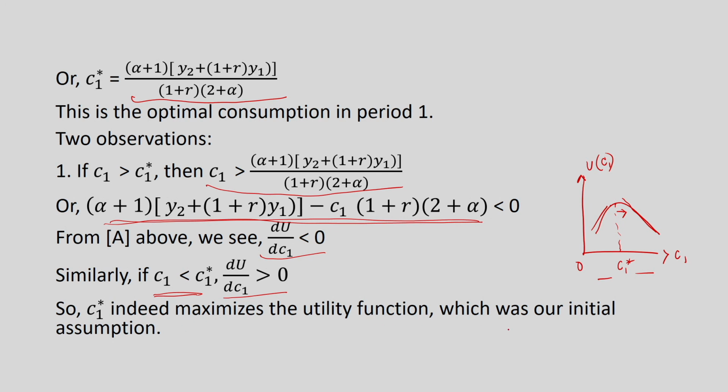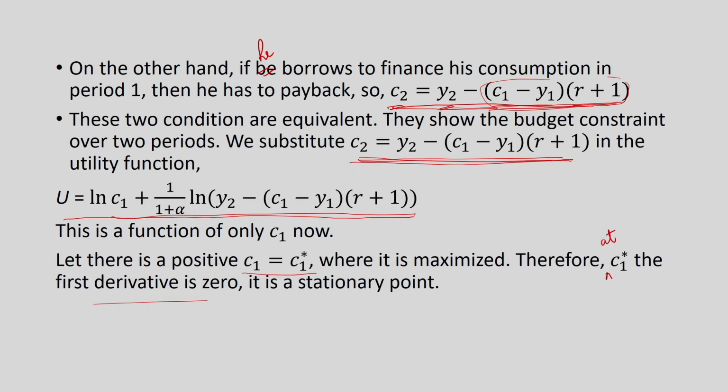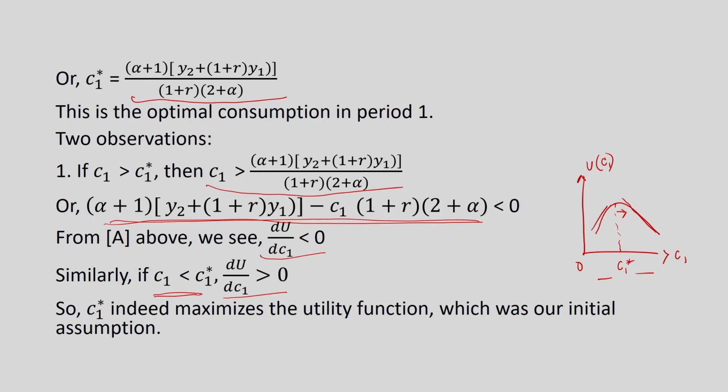This we had assumed earlier. Remember, we had assumed that there is a positive C1 equal to C1 star where the utility is maximized. Now, we have found that indeed the assumption is valid: we have found a C1 equal to C1 star, which is positive, where the maximum point is.